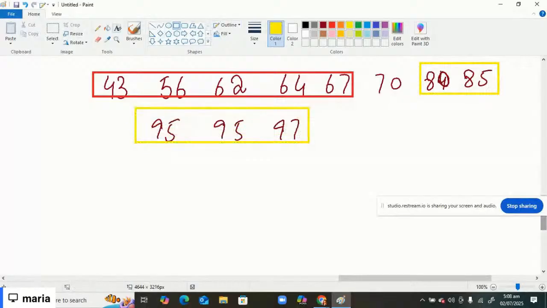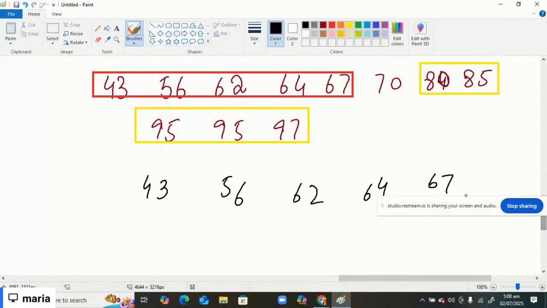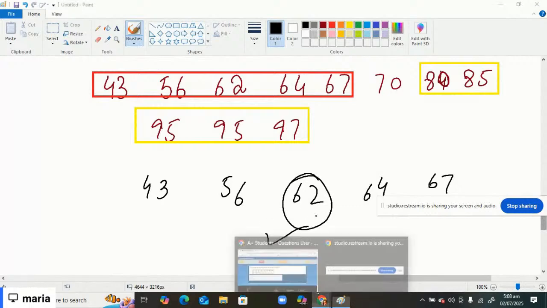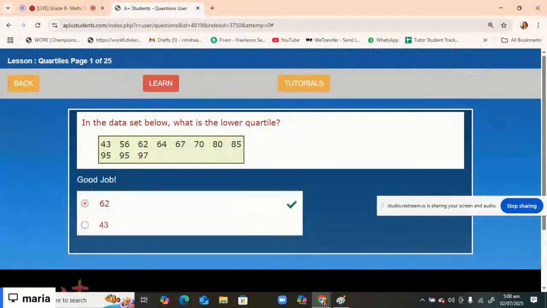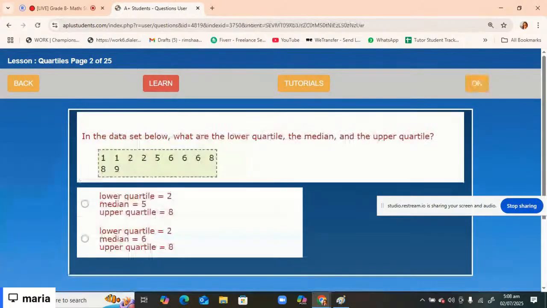Now taking the data from only the lower half, this should be 43, 56, 62, 64, and 67. Now what is the middle of this? 62 is the middle of this one. So this is your lower quartile. Let's see, is it the right answer? Yes, this is the right answer.